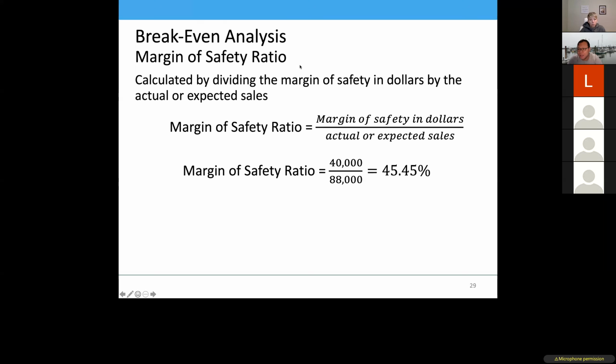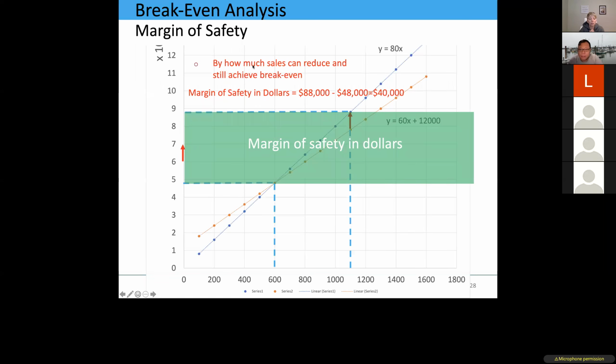So the next concept is called the margin. One quick question. Yeah. Sorry. Go ahead. The margin of safety isn't taking into account tax, though. Like those are completely separate processes. The margin of safety in dollars is the difference between the actual sales and the break-even sales. Okay. Yeah. Cool. Thank you.